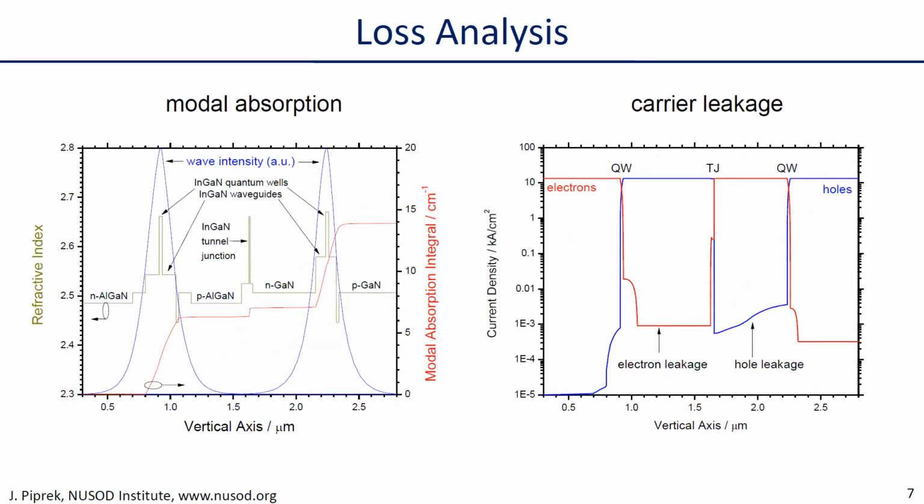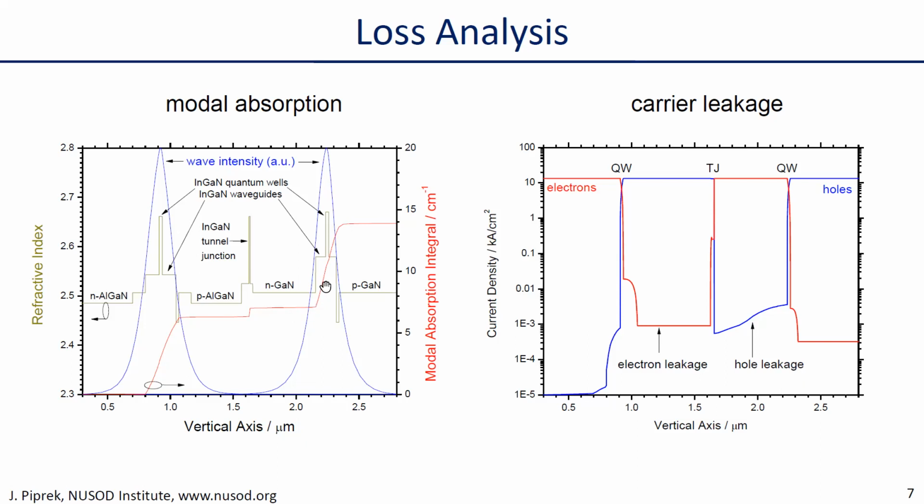Here we have to analyze losses, and the differential quantum efficiency is mainly limited by optical absorption of photons or by carrier leakage. So let's look at the optical absorption first. The red line here shows the integrated modal absorption, the product of local absorption and optical intensity, and you see the strongest increase in modal absorption happens inside these InGaN waveguide layers.